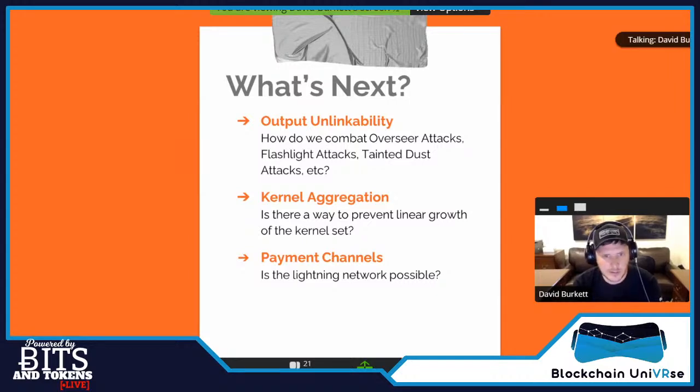One is with output unlinkability. So roughly a year ago, some of you may remember there was a big article that came out about how Grin's not private, and it's easy to find the links between outputs on chain. It was a lot of it was true, not all of it. It was very exaggerated claims, but the underlying issue has been known since the beginning, which is the links between the inputs and outputs.